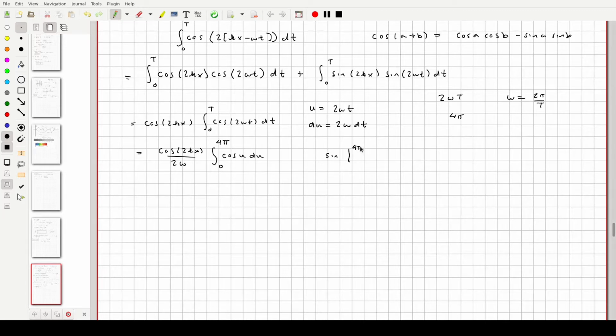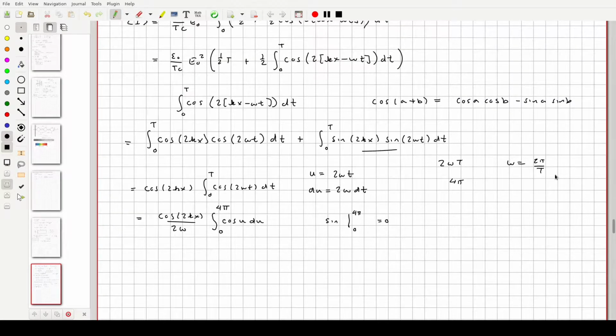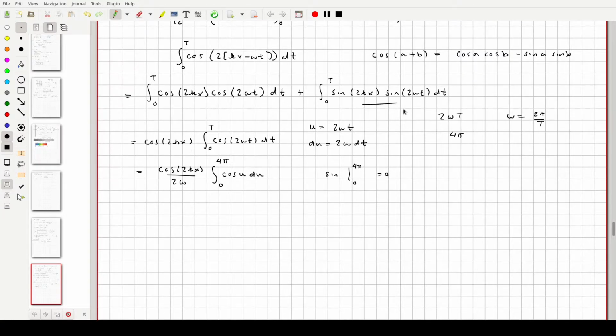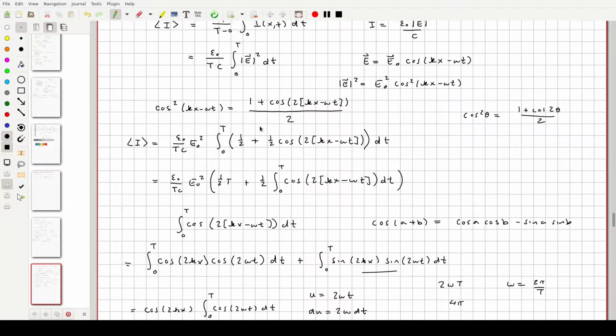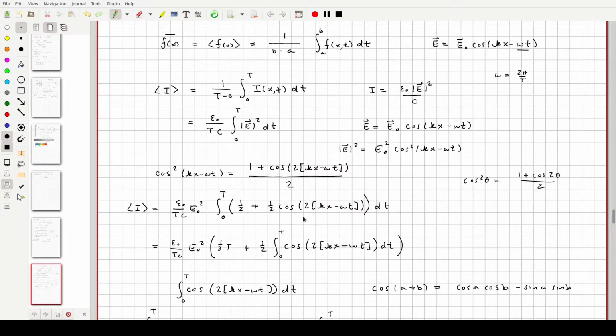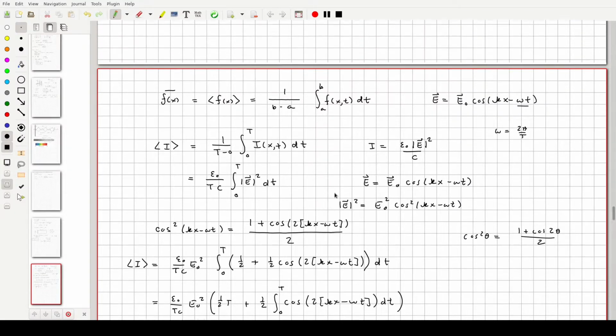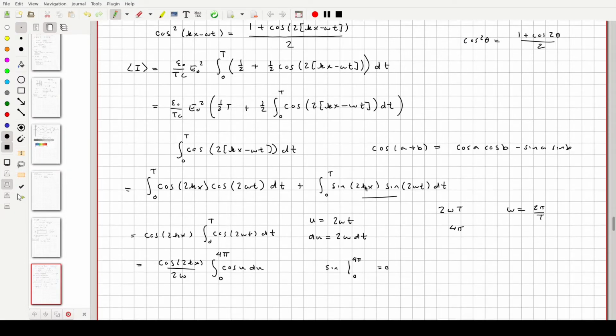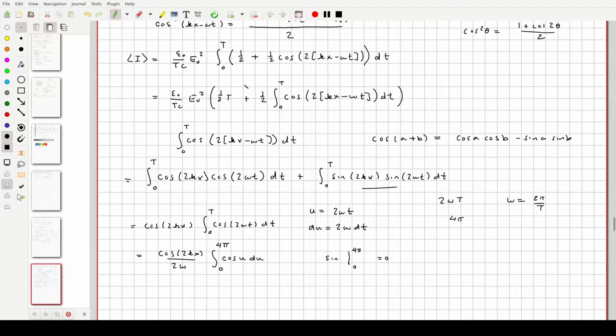At the end of the day, I'm evaluating sine of 4 pi at the top, 0 at the bottom, this is 0. That's 0. You get the same thing if you do this, now instead of a sine, it's a cosine that you're doing. Cosine of 4 pi is 1, cosine of 0 is 1, 1 minus 1 is 0. Anytime you average a periodic function over one period, like a cosine or a sine, you get 0. So what that means is that this integral right here, this is 0.